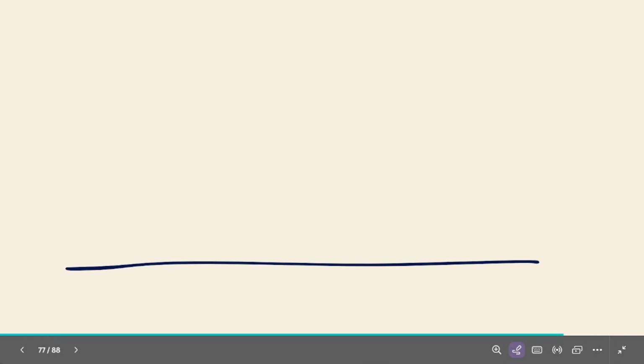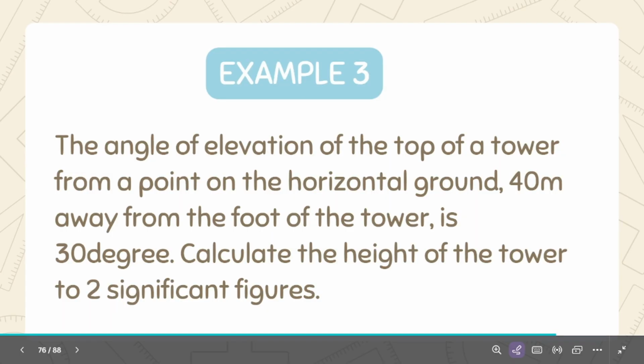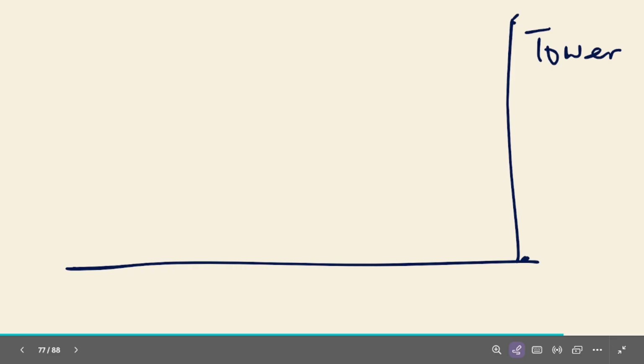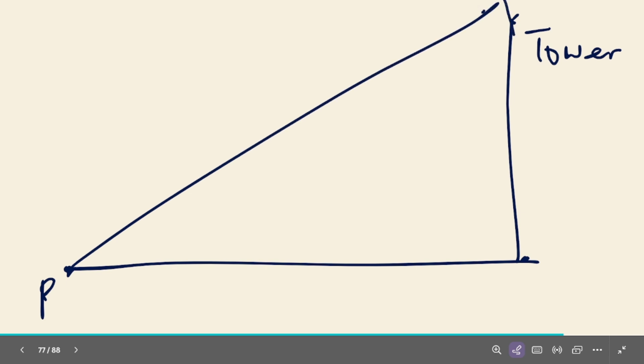Now, let me just assume my tower is on this side. So if my tower is here, this is the top, this is the bottom. Since there's an angle of elevation of the top of a tower from a point on the horizontal ground, you can come over here and choose your point. So let me assume this is my point P, this is where I'm standing, and the angle of elevation to the top of the tower will now be here. So this is the angle of elevation.